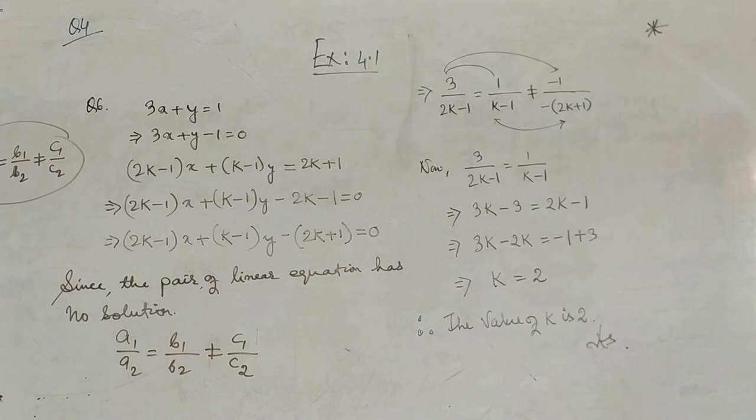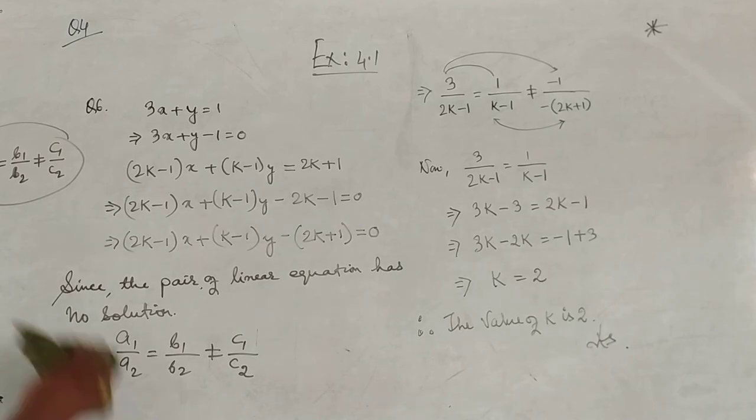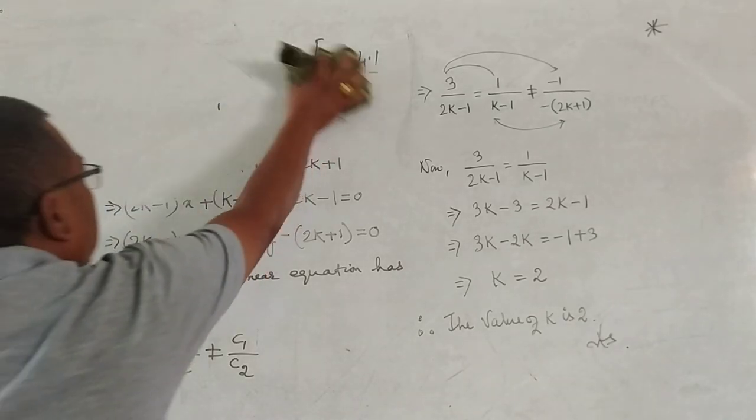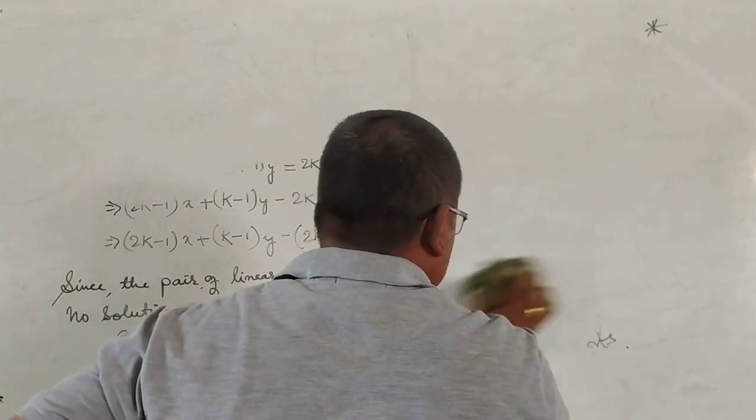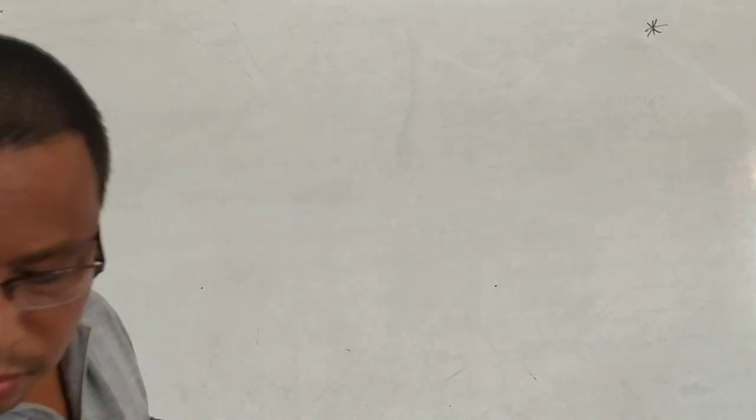So this finishes the graphical method. And now we'll start exercise 4.2. Is there any doubt? No. Then we'll proceed with exercise 4.2: solve the following pairs of linear equations by the substitution method. Questions 1 and 2 you do yourself, those are very easy.